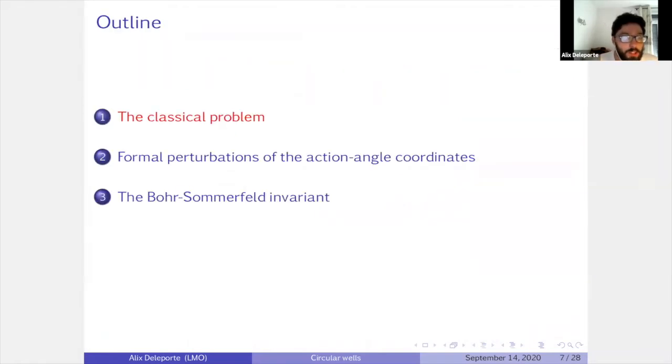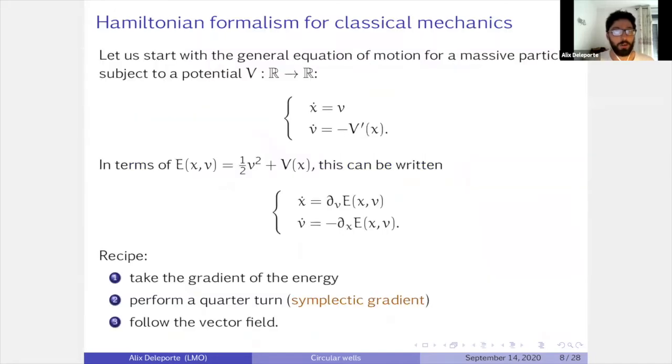Now I will describe to you the classical problem, and since I have no idea of the audience, I'll start very slowly. So I'll start with the Hamiltonian formalism in classical mechanics. We're in 1D, so let's start with a fairly general equation of motion for a 1D particle. You have a massive 1D particle which is subject to a force deriving from a potential.